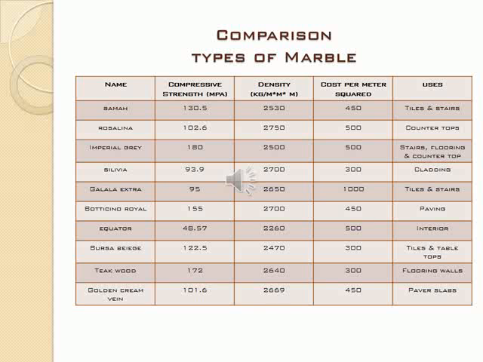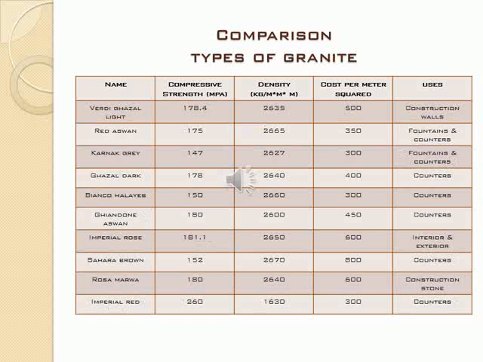Here we have a marble called Samah, which has a compressive strength of 130.5, a density of 2530, and it costs around 450 per square meter, and it's used for tiles and stairs. We also have Golden Cream Vein, which has a compressive strength of 101, a density of 2669, a cost per square meter of 450, and is used for paved slabs. We have uses for paving, interior tiles and tabletops, flooring, walls, and many other uses that make marble very important. We have done the same for granite.